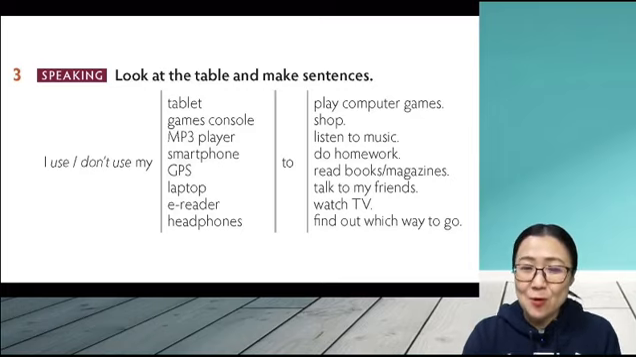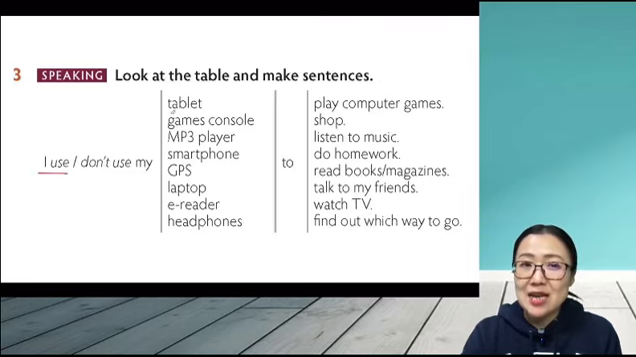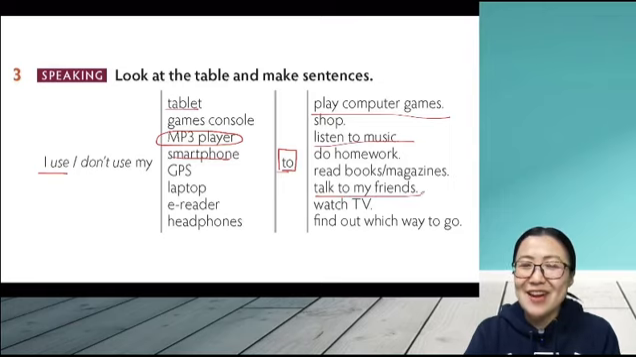So we can look at the table and we can make sentences by using these electronic gadgets, okay? So we can say, I use tablet to do what? 在这里 to 表示一种目的，就说我用这个东西是为了干嘛的。I can say, I use tablet to play computer games. Or I use MP3 player to listen to music, right? Or I use smartphones to talk to my friends. All right? So we can make sentences by using these phrases.